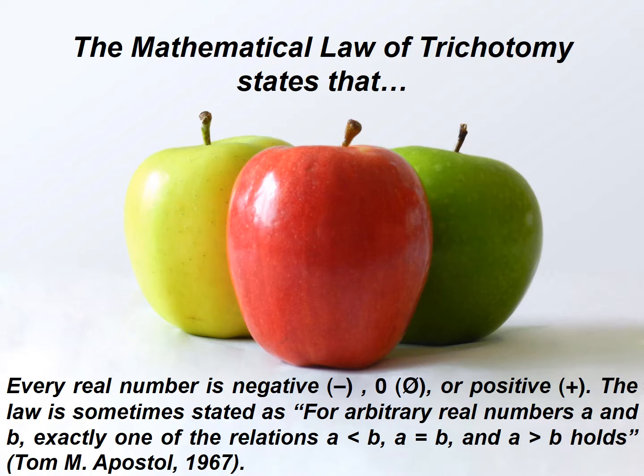The mathematical law of trichotomy states that every real number is negative, 0, or positive. The law is sometimes stated as, for arbitrary real numbers a and b, exactly one of the relations a is less than b, a is equal to b, and a is greater than b holds. From Tom M. Apostol in his 1967 book on calculus.